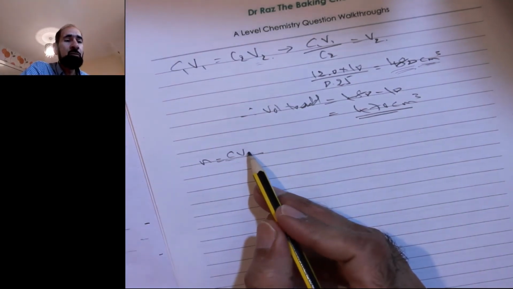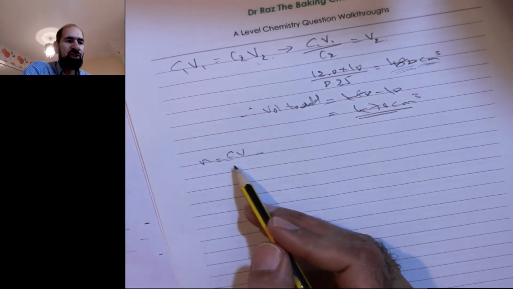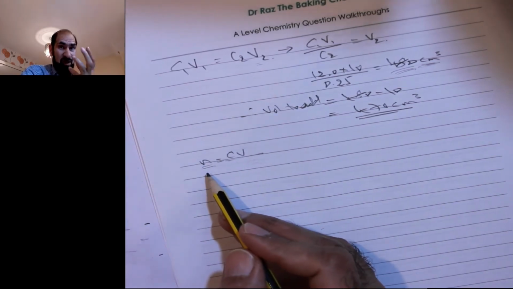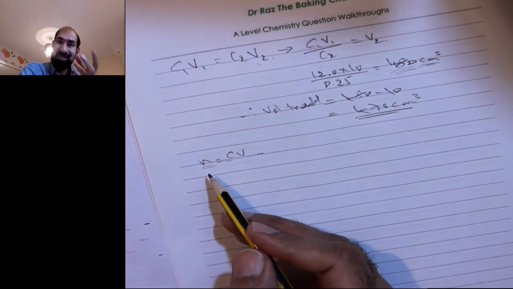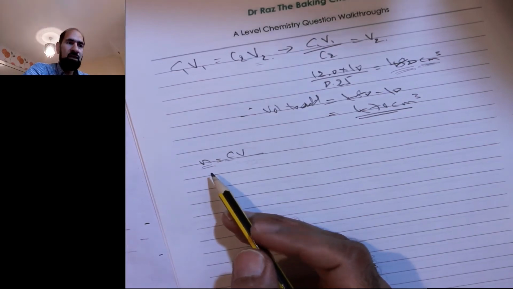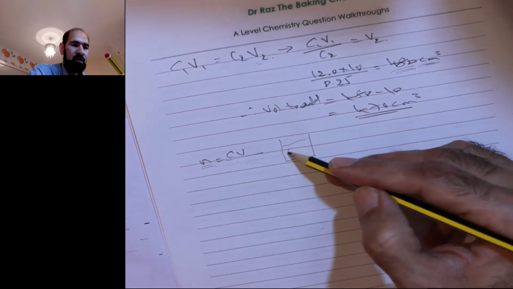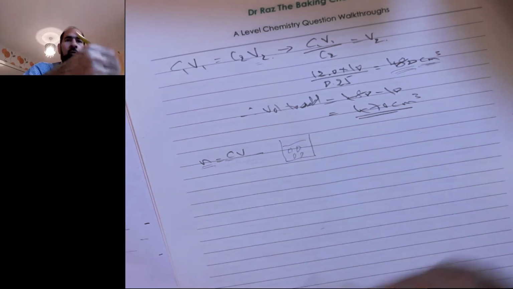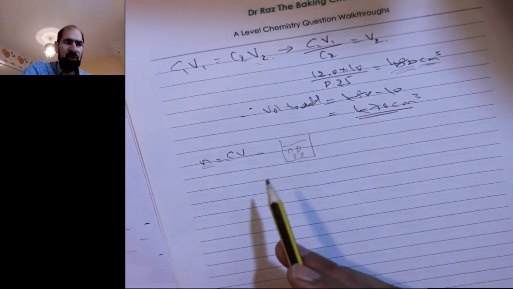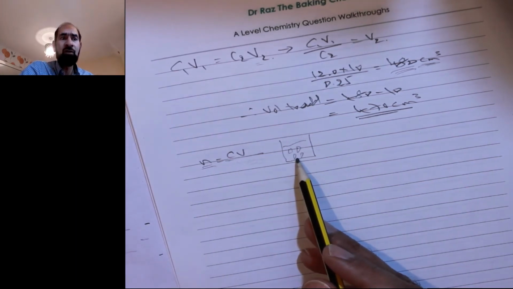Now, when you're diluting this solution, you're not changing the number of moles. The number of moles, the amount of stuff, remains the same before as it is afterwards. So let's say the amount of particles is 4 particles. I'm not changing the number of particles when I'm diluting the solution. I am keeping the number of particles the same.